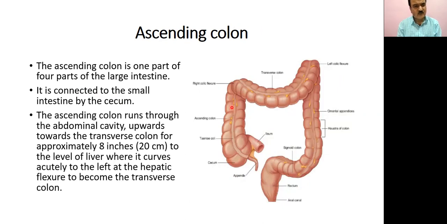The ascending colon runs through the abdominal cavity upwards towards the transverse colon for approximately 20 centimeters. This means the length of the ascending colon is 20 centimeters, up to the level of the liver, where it bends, forming what we call the hepatic flexure. So that bend close to the liver, between the ascending colon and the transverse colon, is called the hepatic flexure.